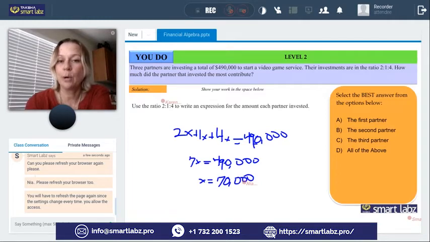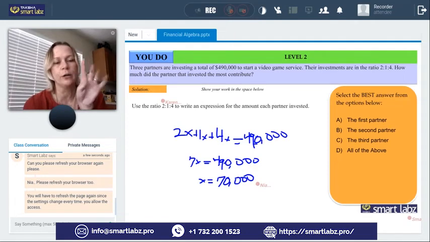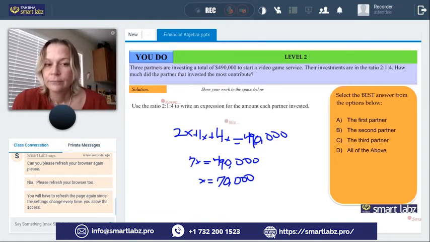And then which partner are they asking? Which partner did the partner that invested the most contribute? So which partner would that be? The one that invested 2 shares, 1 share, or 4 shares? 4 shares. So the third partner.